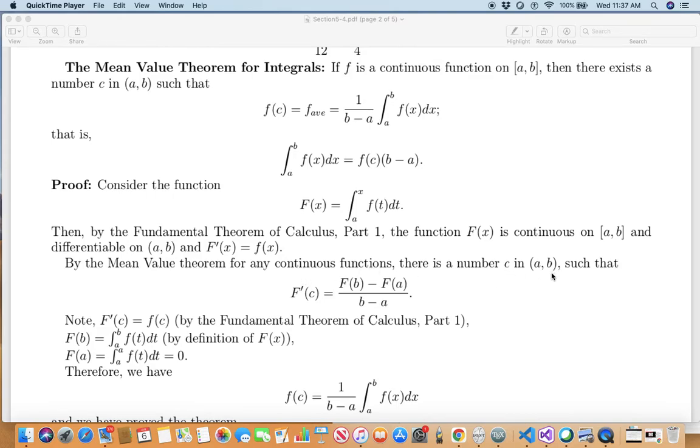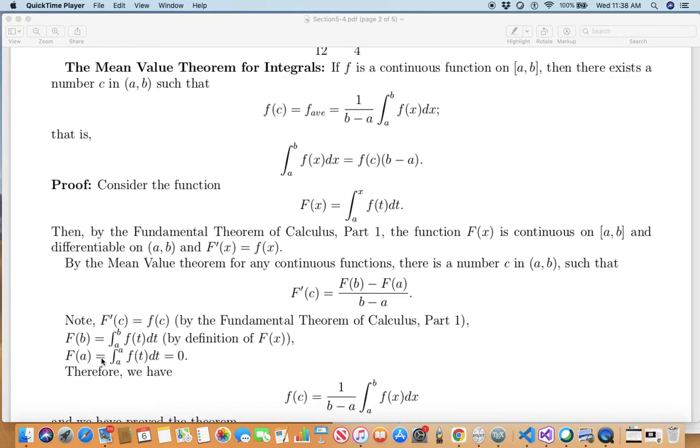There is a number c such that the derivative at c is equal to the slope of the secant line joining the endpoints. Okay, but what do we know F prime of c to be? Well, capital F prime is little f. Now let's figure out what capital F at b is. Capital F at b is the integral from a to b of f(t) dt. Okay, x becomes b. This is the overall integral.